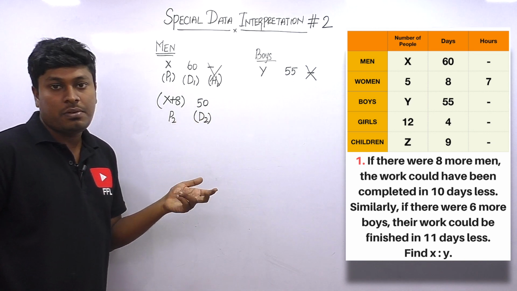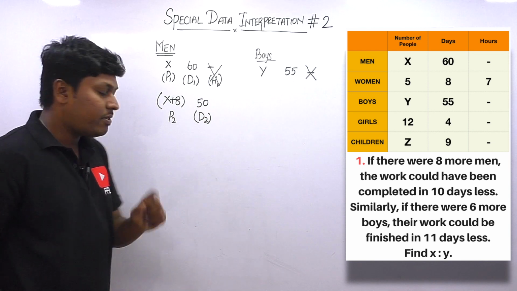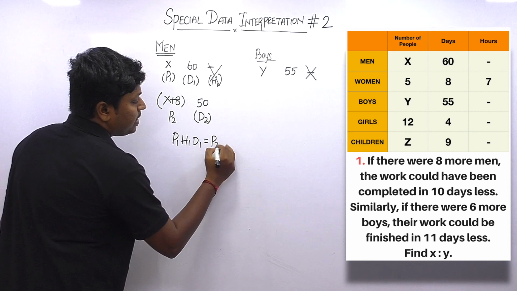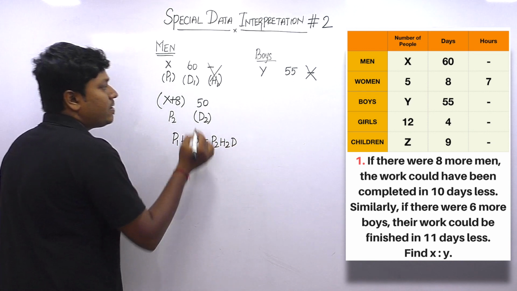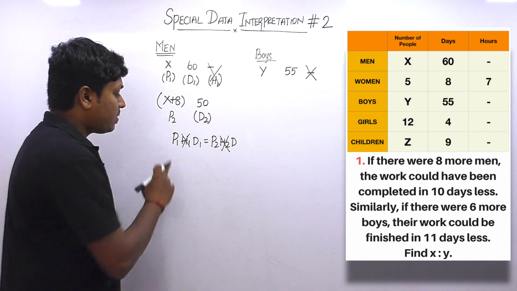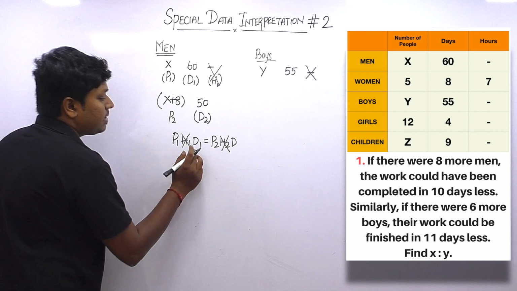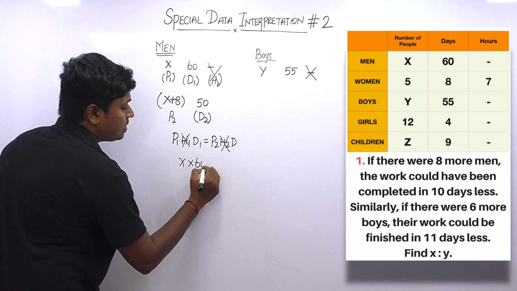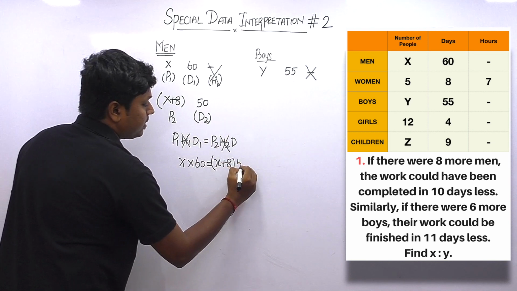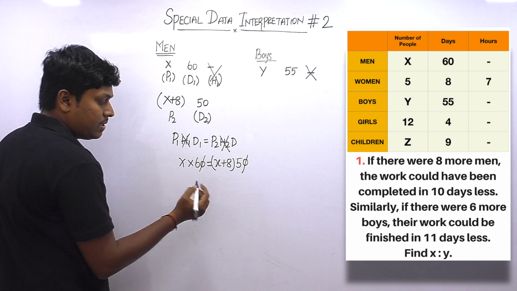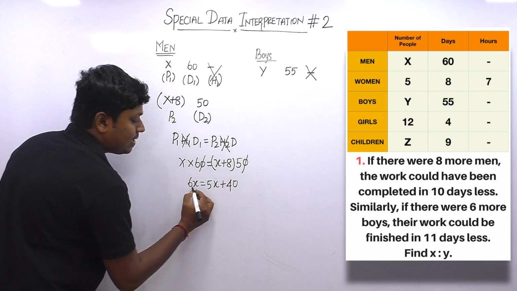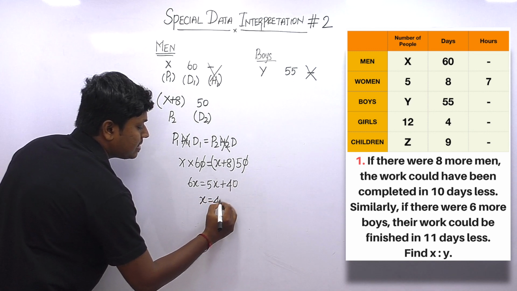Just now I have told you the formula. In both the cases, they are doing the same work. So the formula is P1 H1 D1 is equal to P2 H2 D2, and we already know that we can eliminate the hours because in both the cases we don't know what the hours are. So P1, condition number 1, that is x, D1 which is 60, is equal to P2, that is x plus 8, and D2 will be 50. So I think we can cancel 0 and 0. Similarly, this can be written as 6x = 5x + 40. So finally 6x minus 5x will be x, so x is equal to 40.